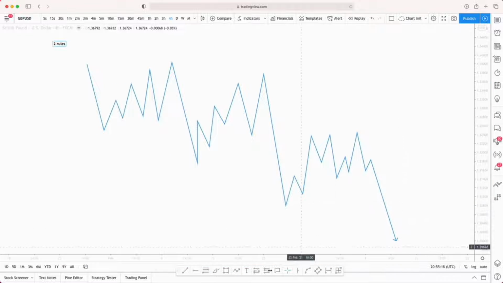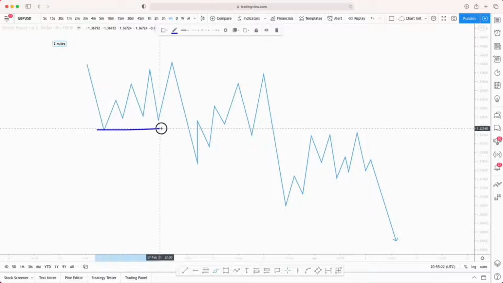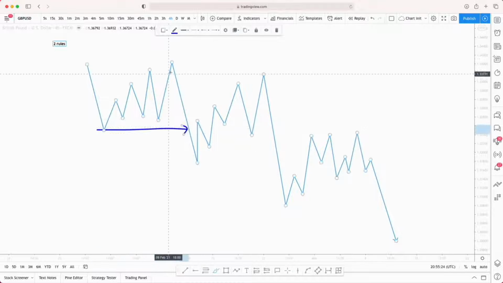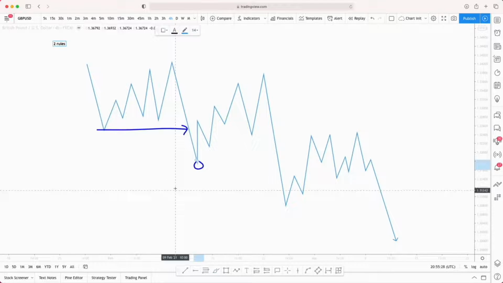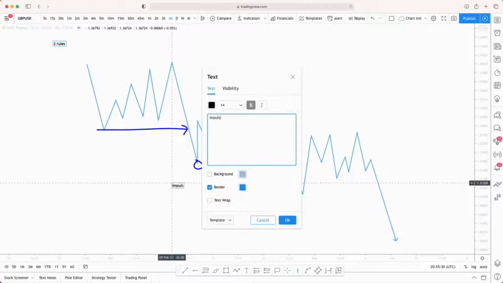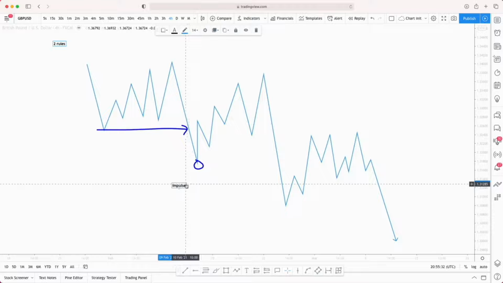Okay, so what's rule number one? We need the impulse. Okay, that breaks a structural point. Impulse. Okay, so that's number one. Right. Number two, we need a successful retrace.